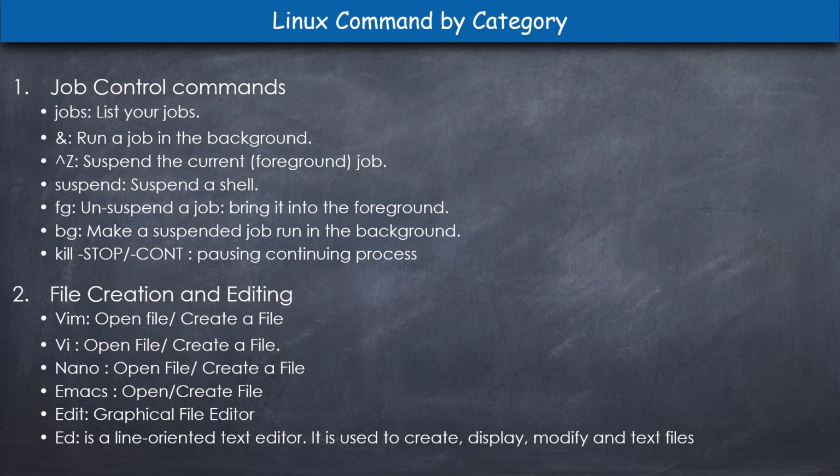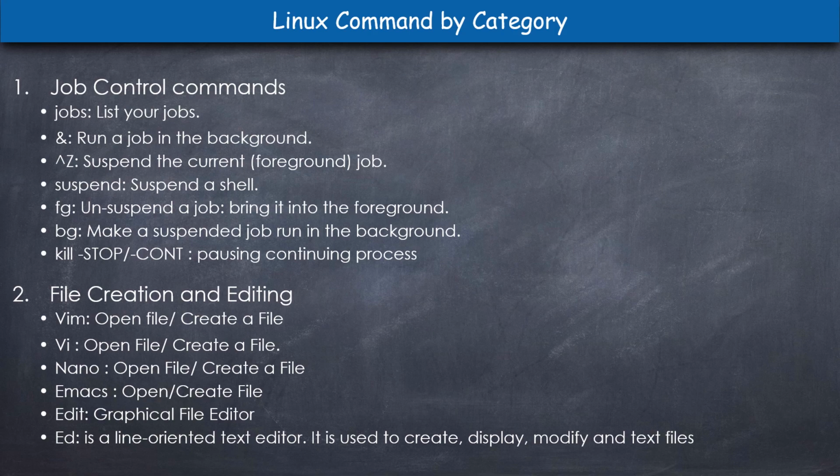So basically fg unsuspends a job, like brings it to the foreground. The bg, as I have already told, will make a suspended job run in the background. So what is the exact issue? If you want to run a job, either you can suspend it, or you start running it from the beginning by putting an ampersand at the end of it.